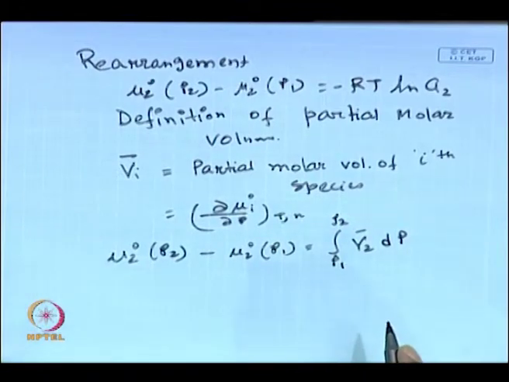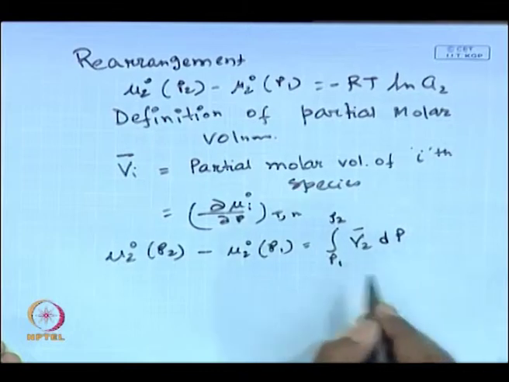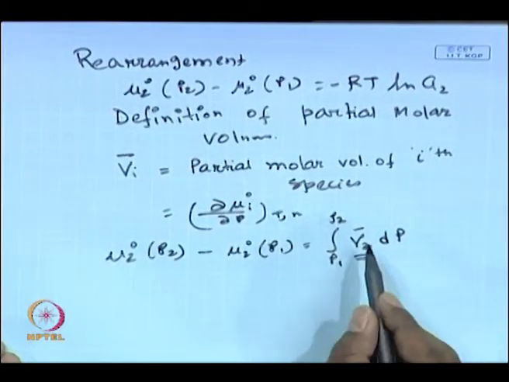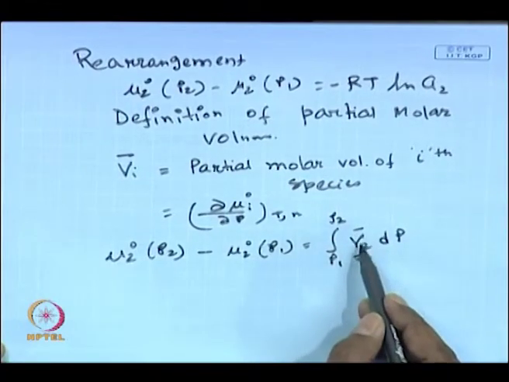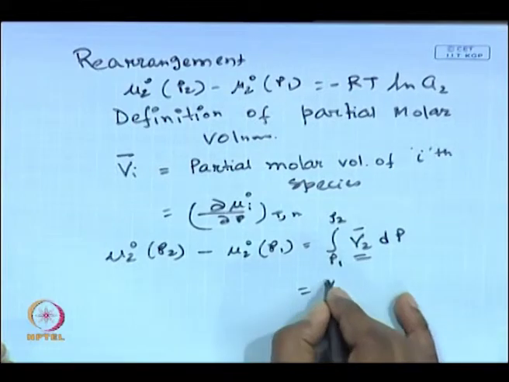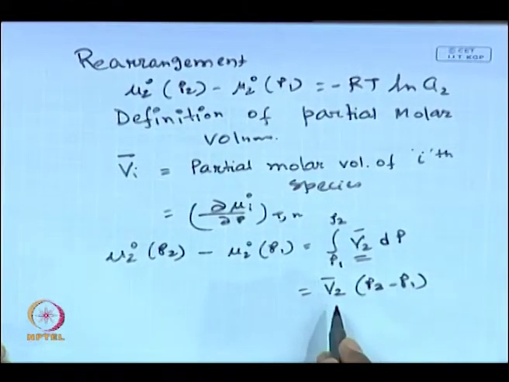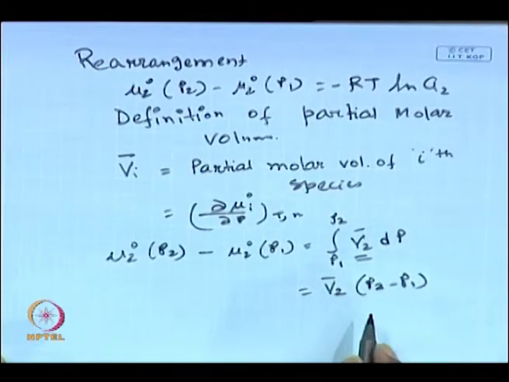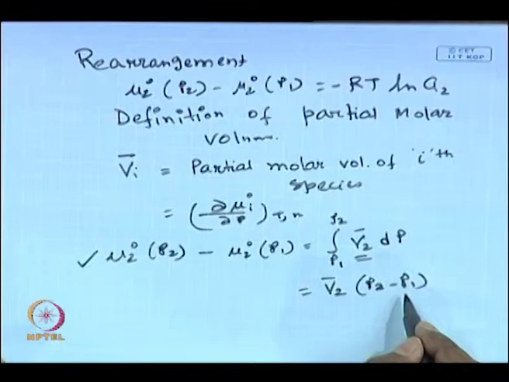dP. Now, we assume that the molar volume does not change over the range of pressure P1 to P2. That means V2 bar can be treated as constant. So, it will be nothing but V2 bar times P2 minus P1 if it is treated as constant within the small region. Okay. So, therefore, now we can combine this equation, and what is P2 minus P1? This is nothing but the osmotic pressure, because you are restoring the osmotic equilibrium.